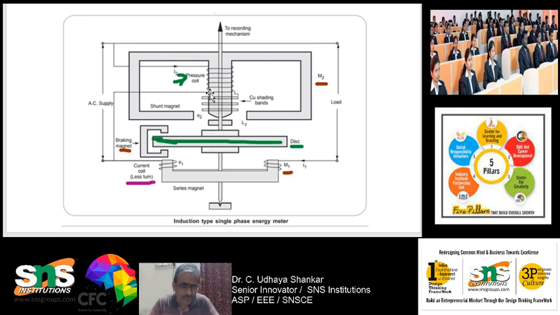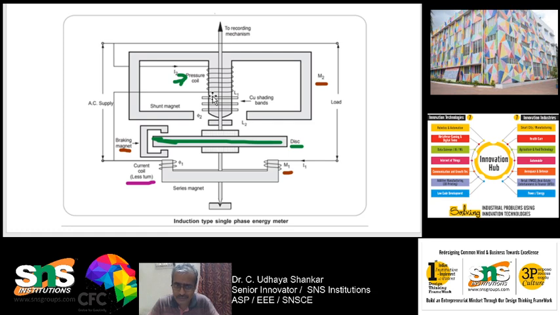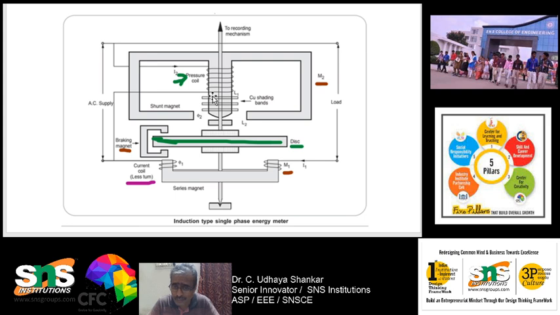So, how is it done? See, for example, the current coil will be carrying the line current and it develops a magnetic field in phase with the line current. Please understand it very clearly. The current coil carries the line current and develops the magnetic field in phase with the line current. The pressure coil is designed to have high inductance such that the current through it will be lagging behind by 90 degrees with respect to the supply voltage.